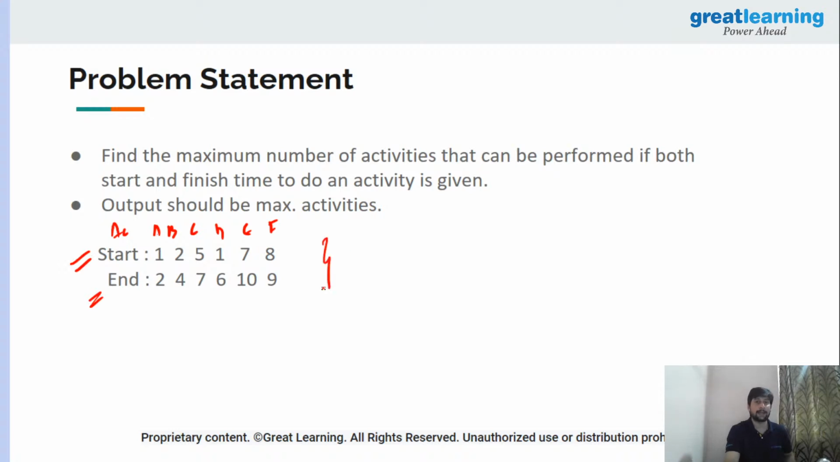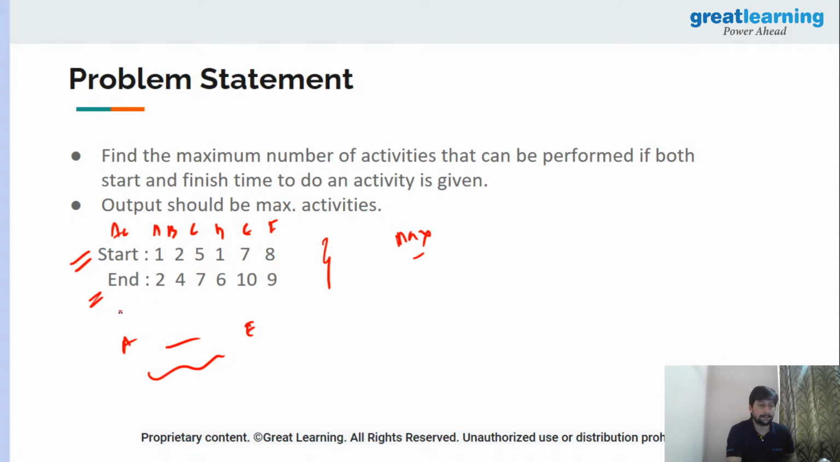Now you need to find a way, moving from activity 1 to activity F, to maximize the number of activities that you can perform. I want an answer in such a way that you are able to perform the maximum number of activities. One solution can be to traverse everything, but that might take time. Another solution is to use a greedy approach.